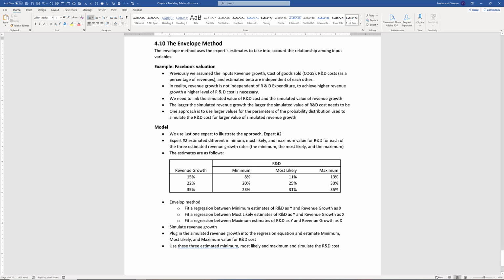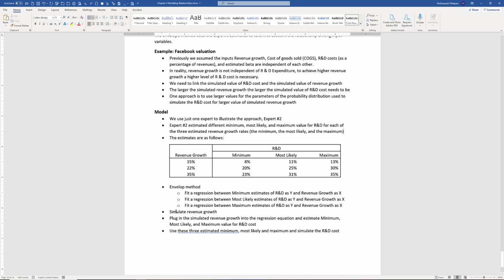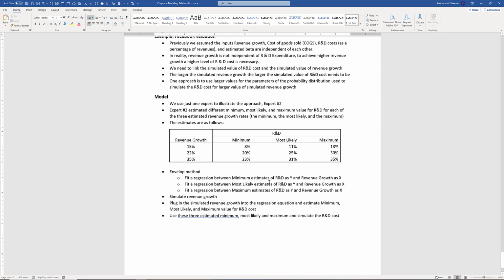So if we fit a regression equation, it may be a straight line, it may be a curved line, between the minimum estimates of R&D, this is y and that is x. And then this is y and that is x, this is y and that is x. Then we simulate revenue growth and use that simulated revenue growth as x and fit it into this equation to find the minimum, this to find the most likely, this to find the maximum. And with those estimates, we finish up the simulation analysis. Okay, now let's head on to the Excel file.